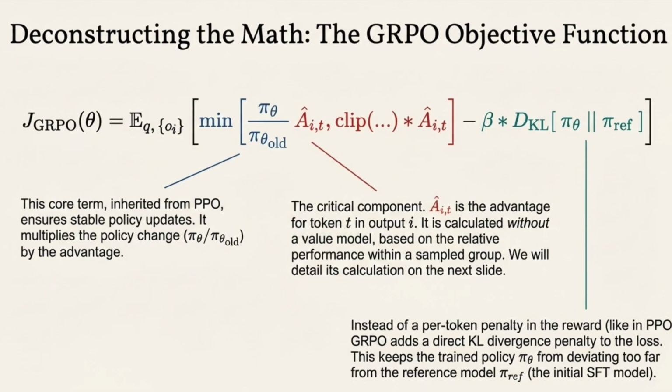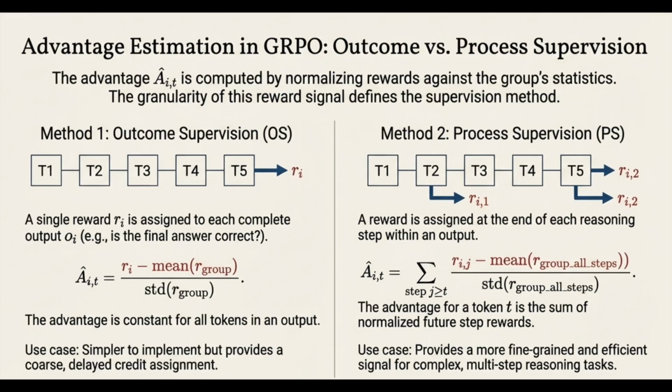Okay, wait a minute. What if the policy is just terrible? Let's say all 64 outputs are wrong, but one is just slightly less wrong than the others. Aren't you just optimizing for being the best of a really bad bunch? That's a great question, and that is precisely why the standard deviation is in the denominator of that equation.